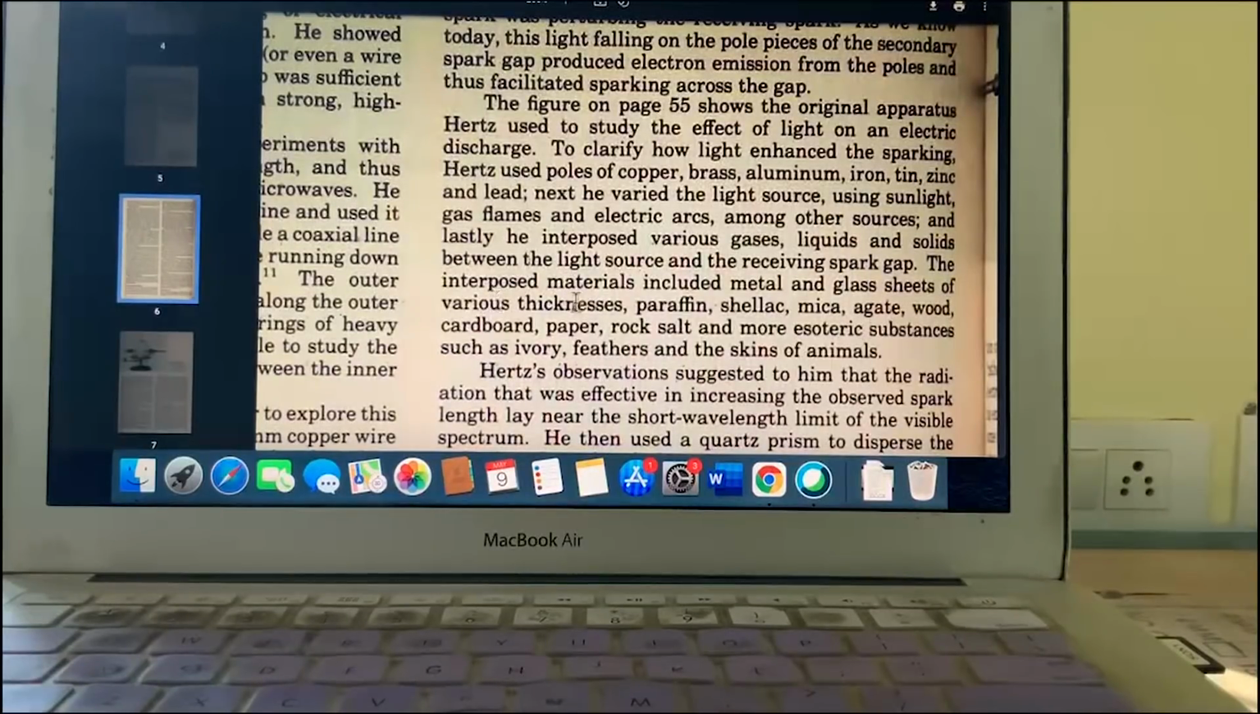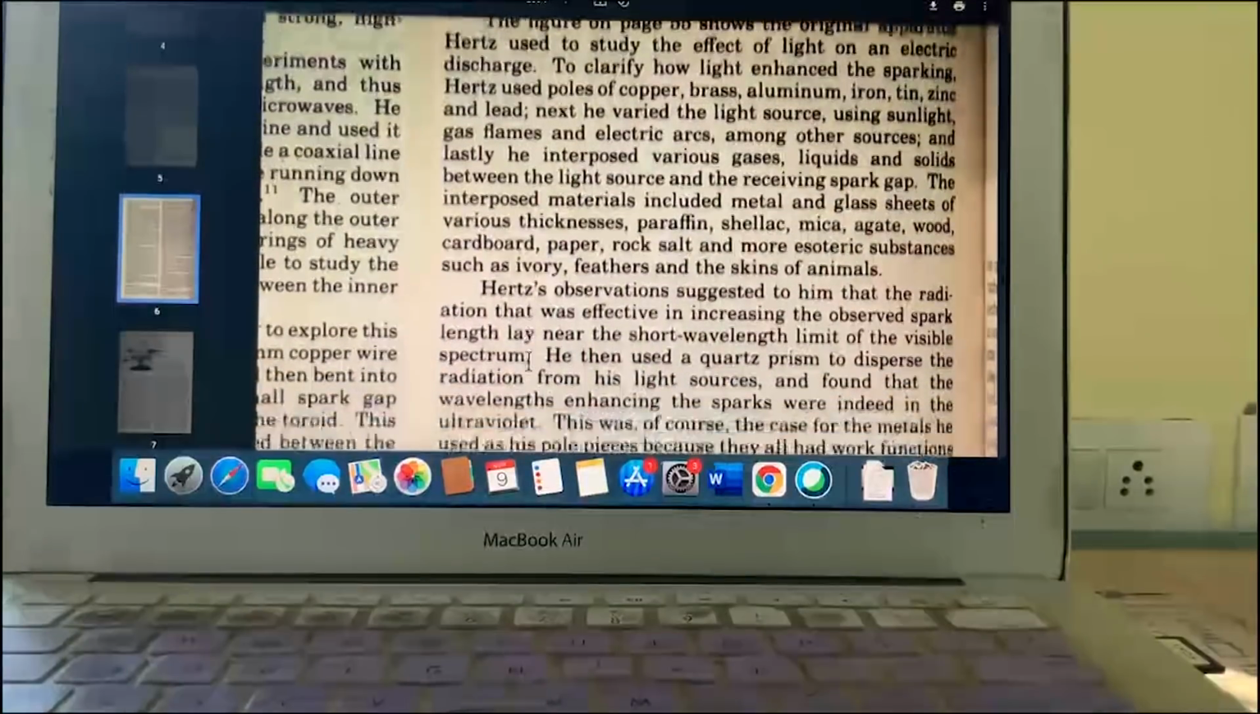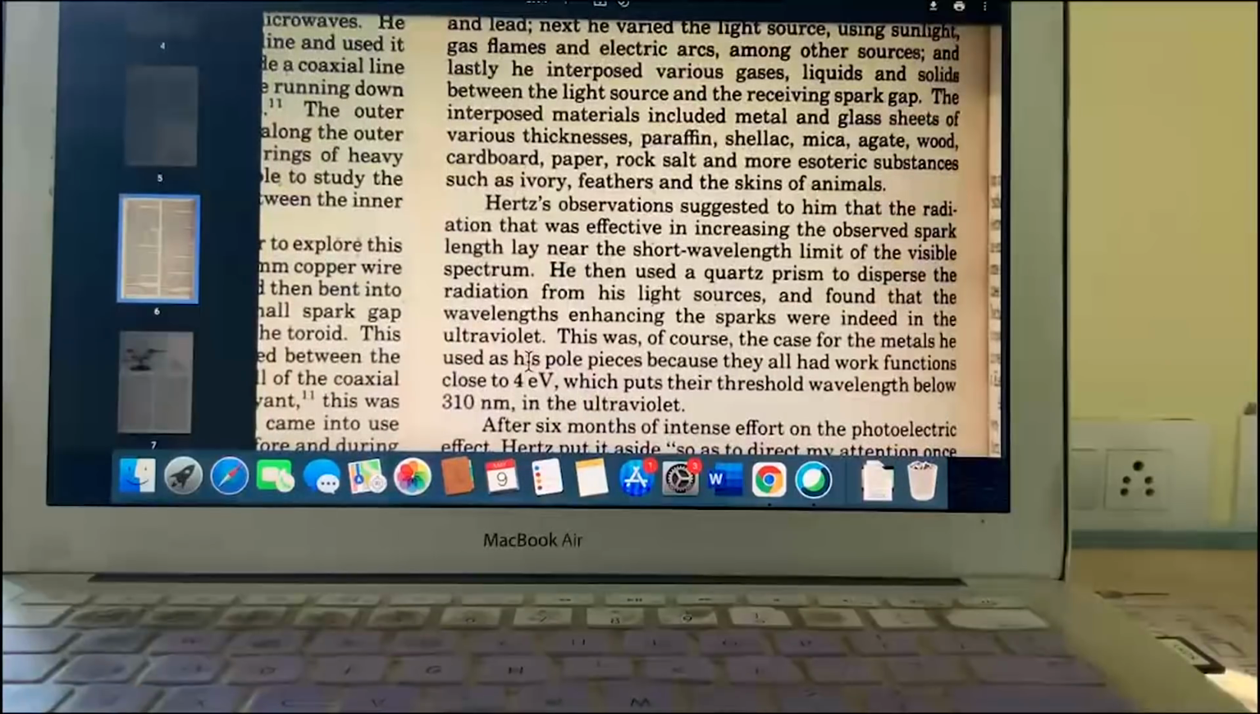The interposed materials included metal and glass sheets of various thicknesses, paraffin, shellac, mica, agate, wood, cardboard, paper, oxide, and more esoteric substances such as ivory, feathers, and skins of animals, and so on. And finally he finds that the radiation that is most effective in increasing the observed spark length lay near the short wavelength limit of the visible spectrum.